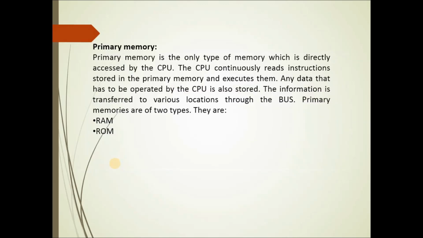Primary memory is the only type of memory which is directly accessed by the CPU. The CPU continuously reads instructions stored in the primary memory and executes them. Any data that has to be operated on by the CPU is also stored there. The information is transferred to various locations through the bus. So primary memory is of two types, RAM and ROM.